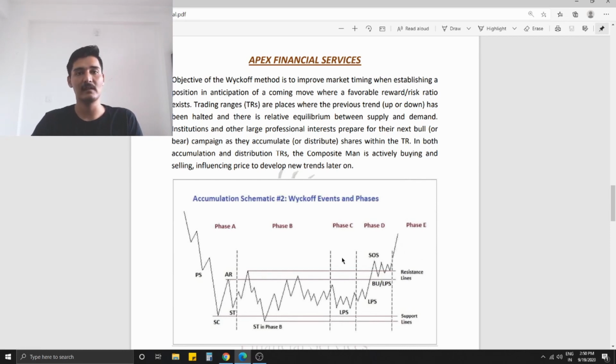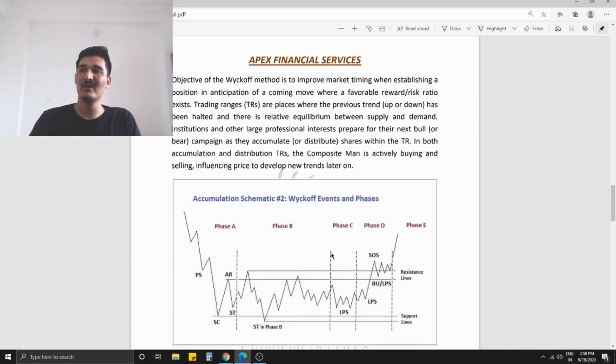Then you have phase C, which results in an increase in volume and the formation of smaller higher highs and higher lows within the trading range itself. Then we enter phase D, where it is again going to retest with a build up of higher volume to test the high of the AR, or the automatic rally, or in simple words, the high of the trading range that was established in phase B.